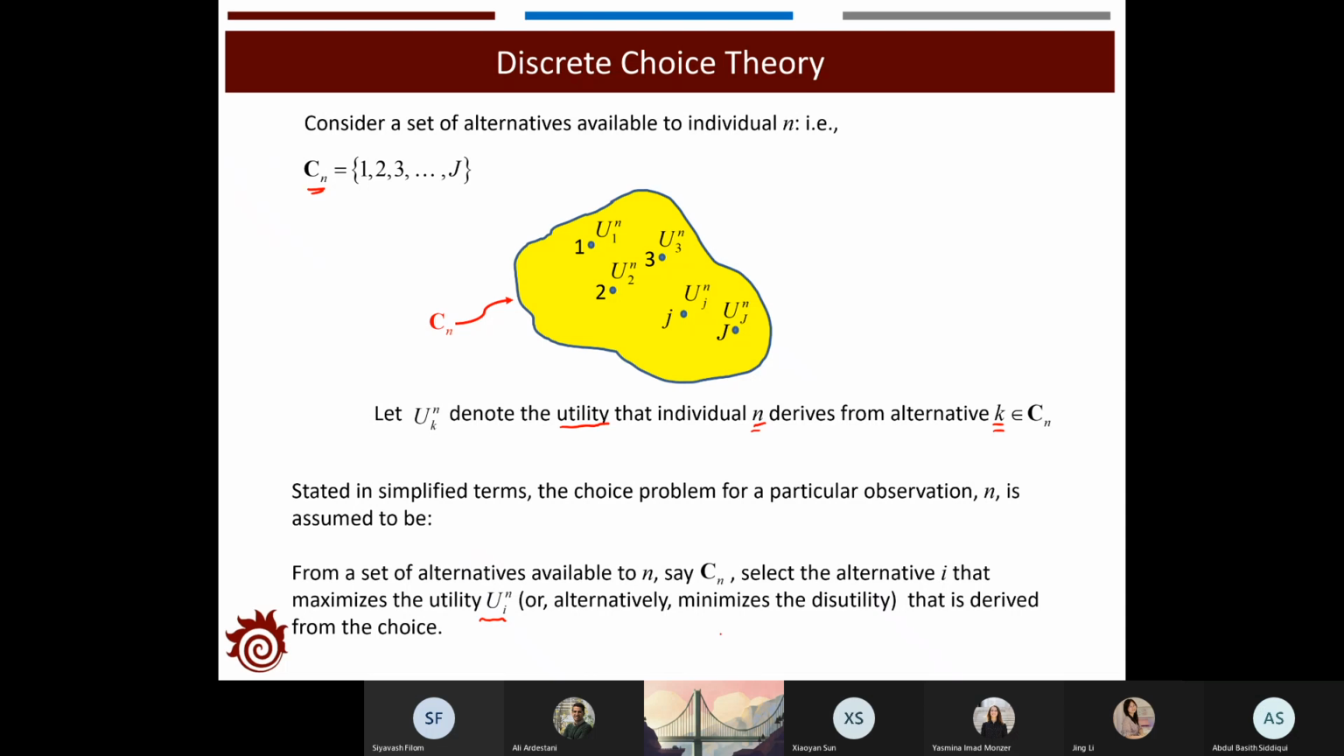And so that's the simplest rule for people who are trying to plan their trip. That's the key assumption for the discrete choice theory: each individual will always make a decision based on maximizing the utility.